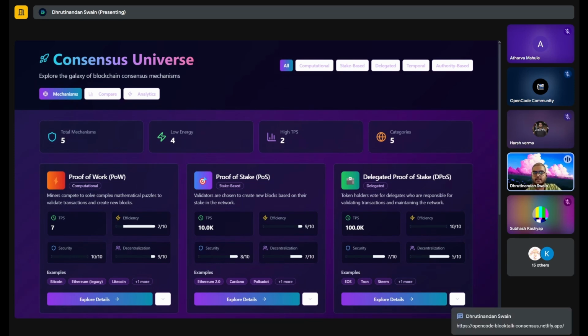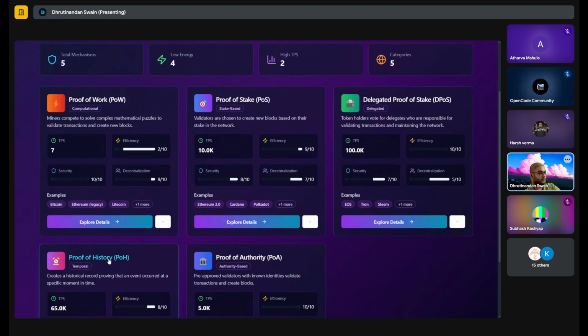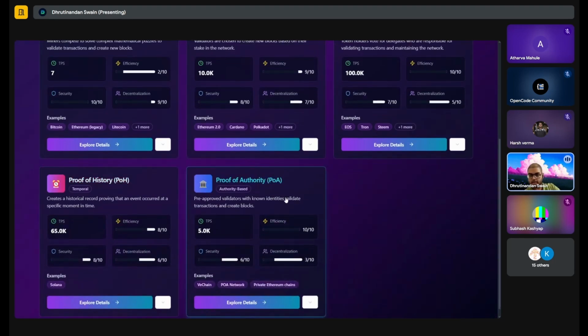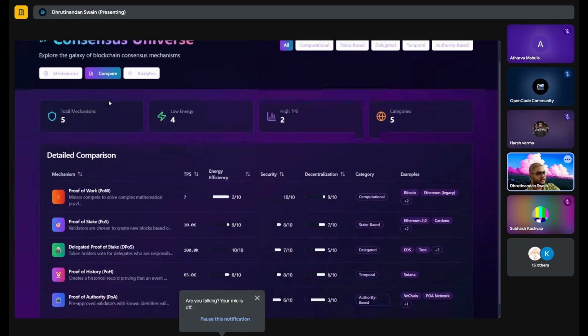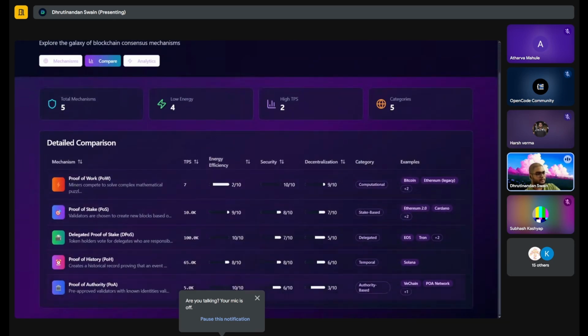So I have sent the site link for the second website here as well. As you can see here, proof of work, proof of stake, delegated proof of stake, proof of history, and proof of authority mechanisms compare as well. In the compare section, you can compare all the things.